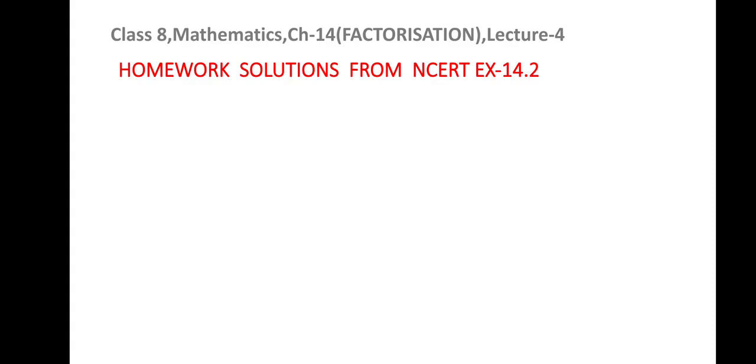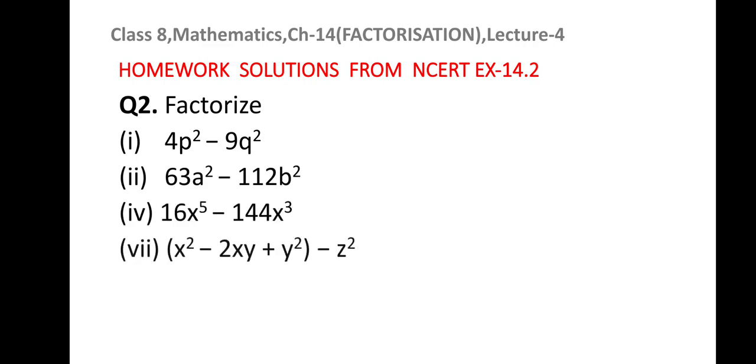Let us see the homework solutions from NCERT exercise 14.2. Question 2 is you need to factorize. I am showing you the parts which I will be discussing. These are the parts which I will be discussing. That is, first part 4p square minus 9q square. Likewise, I will be explaining the parts to you. This was another part which was left to be written on the screen. So all these 5 parts I will be explaining from question number 2.